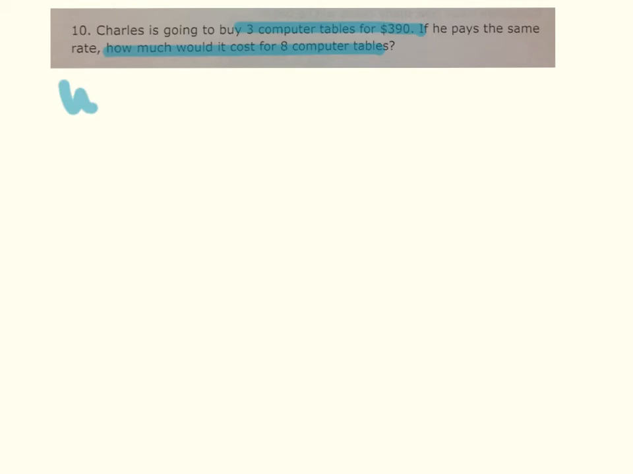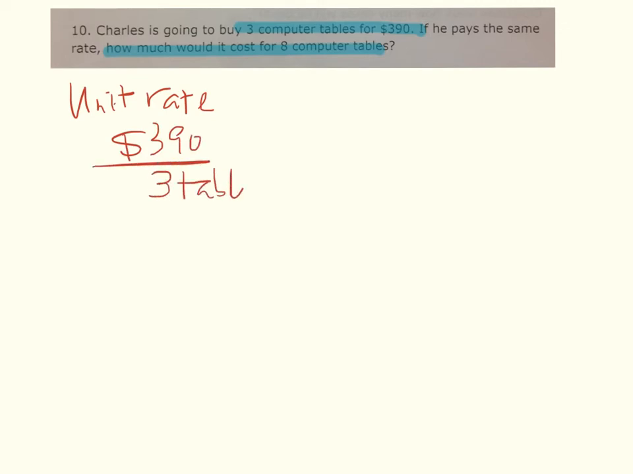So the unit rate is $390 divided by 3 tables. That will give you 390 divided by 3, which gives you $130 per table. And then with this, I'm going to set up a proportion, or you can just simply do 130 times 8. So let's set up a proportion though, just so you know how it looks.